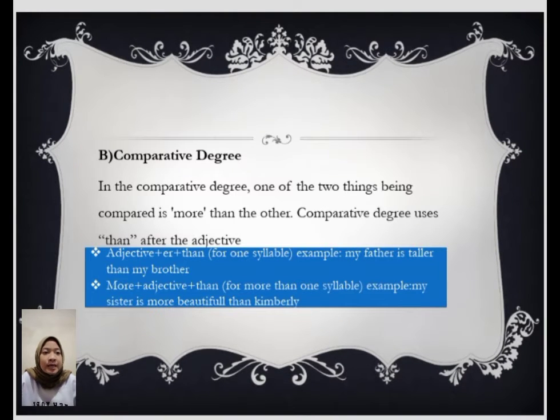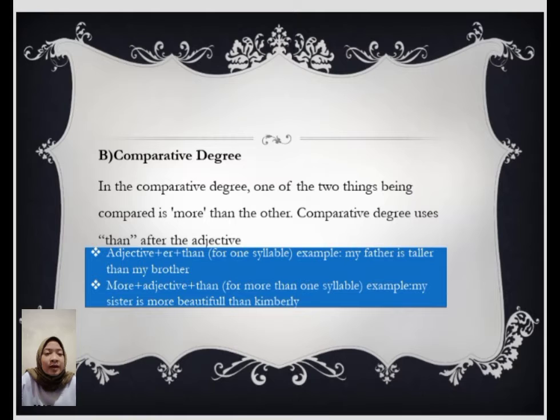And 2, or B, comparative degree. What is comparative degree? In the comparative degree, one of the two things being compared is more than the other. Usually comparative degree uses than after the adjective.